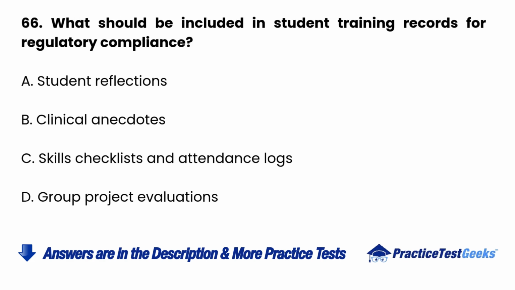66. What should be included in student training records for regulatory compliance? A. Student reflections. B. Clinical anecdotes. C. Skills checklists and attendance logs. D. Group project evaluations.